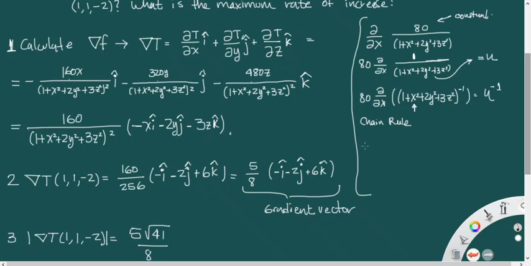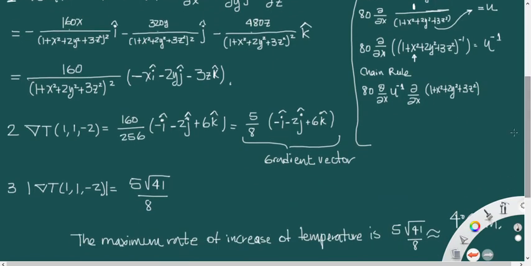Let's apply the chain rule, and that is going to be equal to 80 times the partial derivative with respect to x of u minus 1 times the partial derivative with respect to x of the inner part. Okay, and this is because we have this inner part there. So we need to apply the chain rule, which is the outer derivative times the inner derivative.